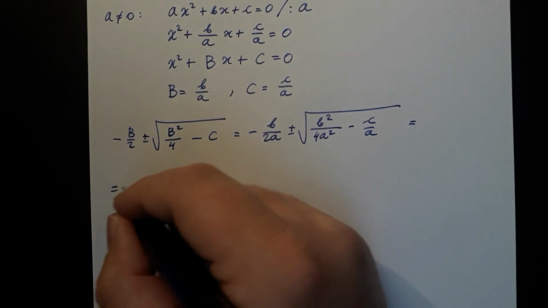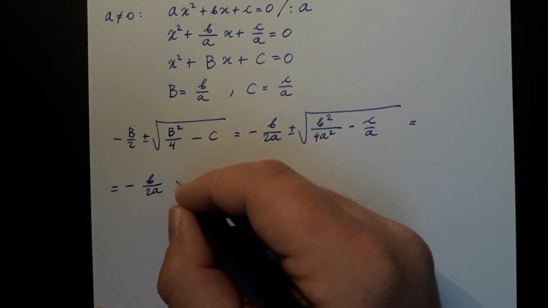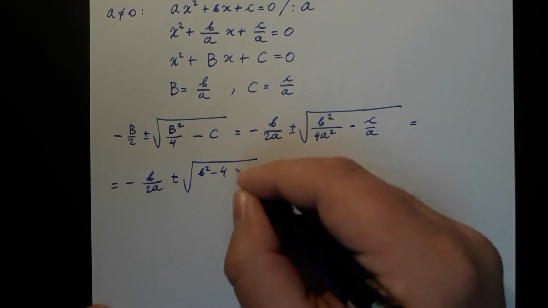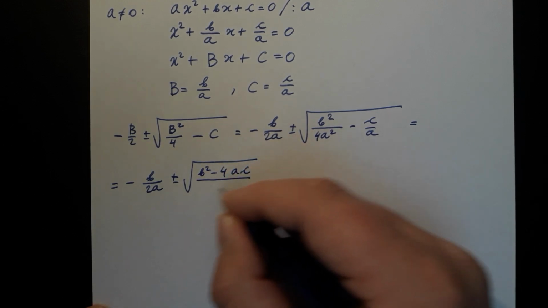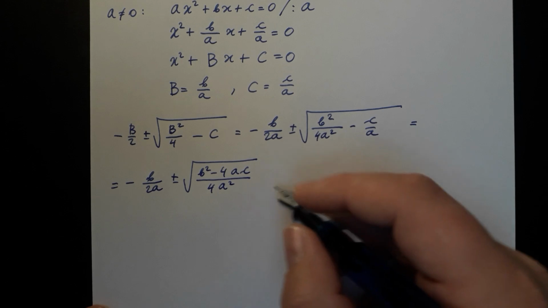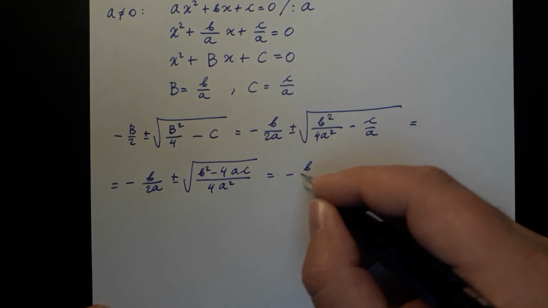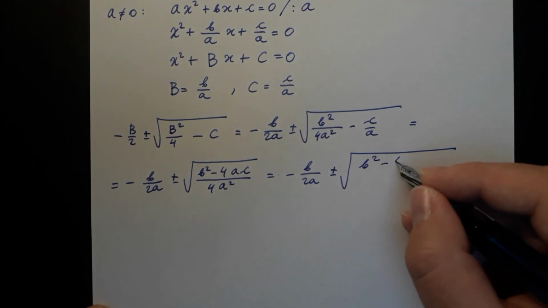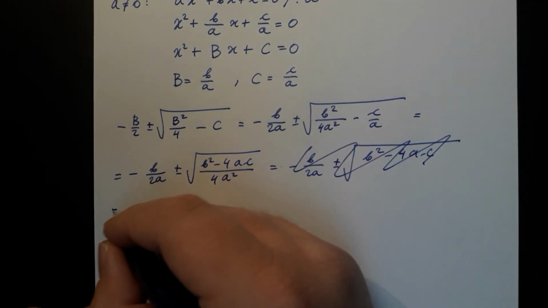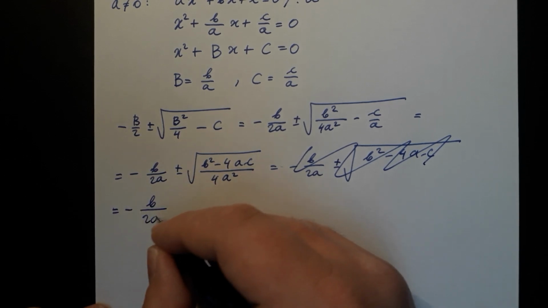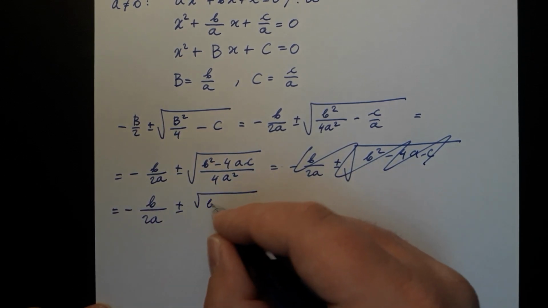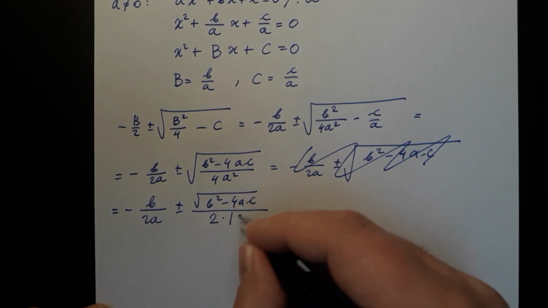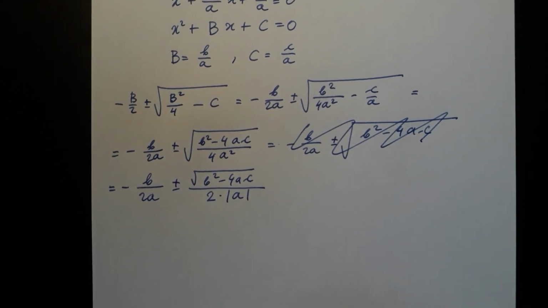This is equal to negative b over 2a plus or minus the square root of b squared minus 4ac divided by 4a squared. And this is going to be negative b over 2a plus or minus the square root of b squared minus 4ac divided by 2 multiplied by the absolute value of a.